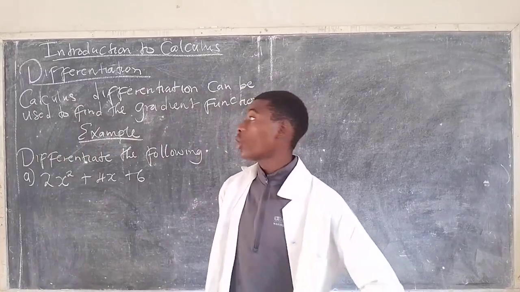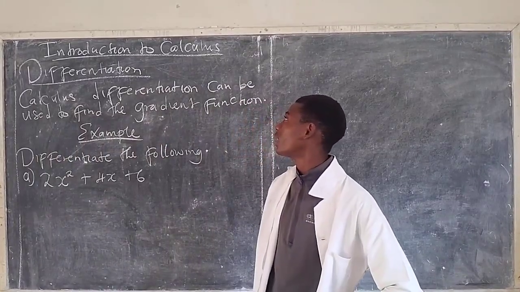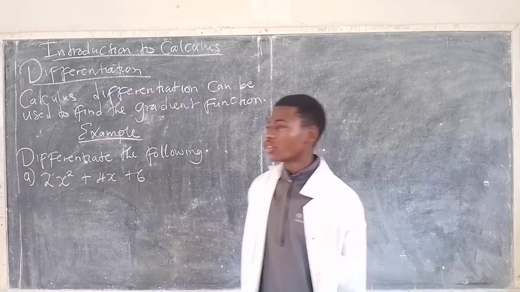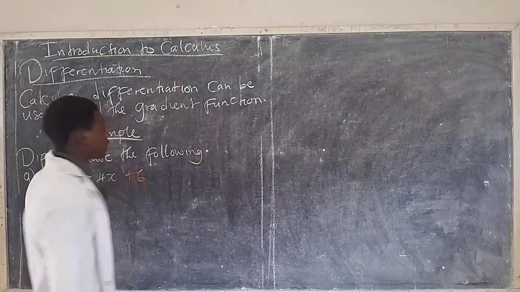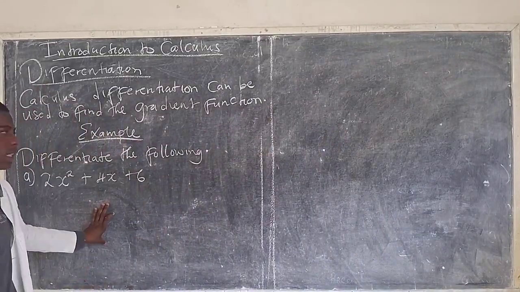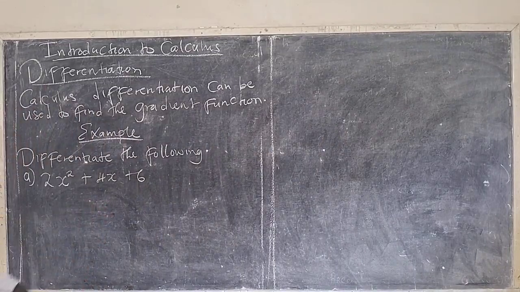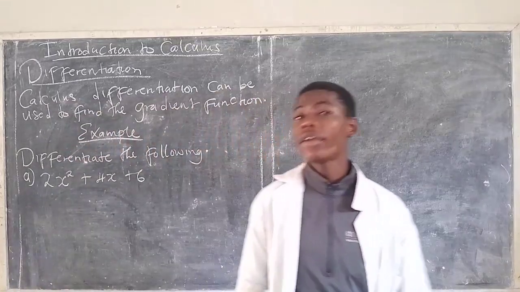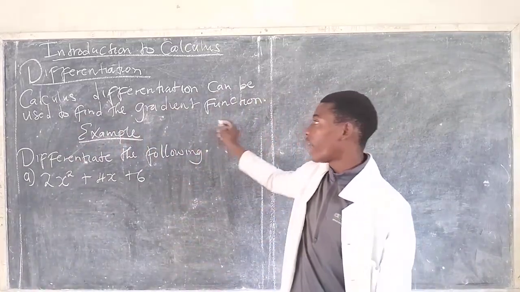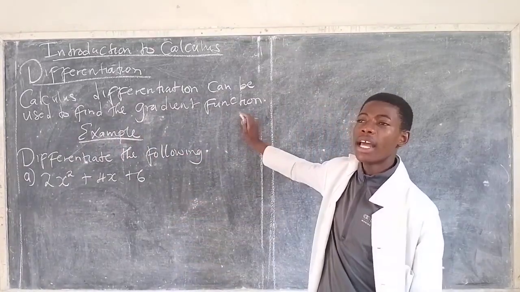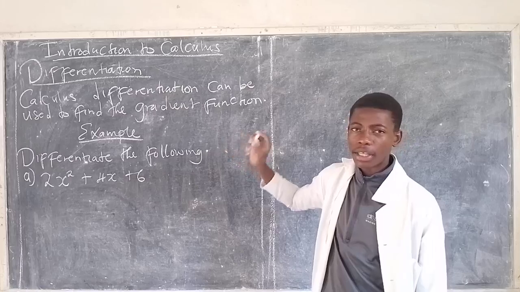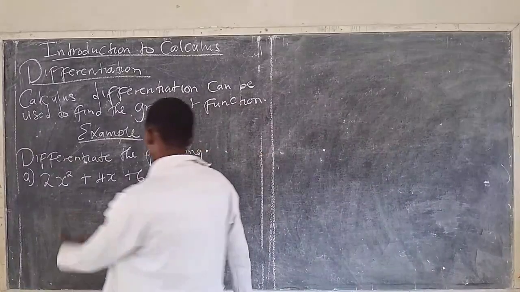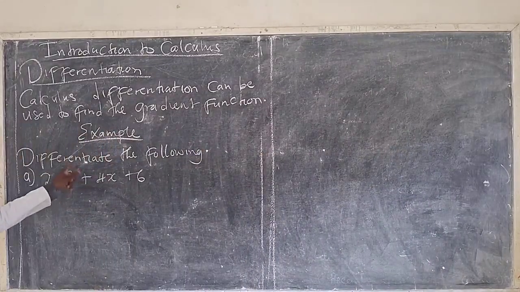Afternoon, everyone. Here with me, we are doing the introduction to calculus. The first introduction to calculus deals with differentiation. Differentiation can be used to find what we call the gradient function. The gradient function is a function that can be used to find the gradient at any point on the curve.